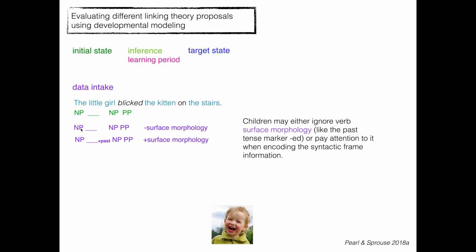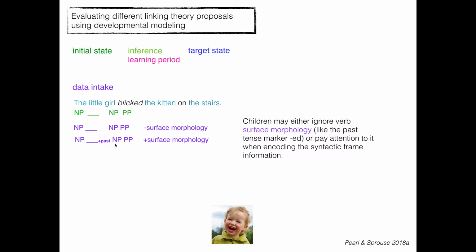In addition, with respect to the syntactic frame, there's also this choice of whether children should pay attention to the surface morphology on the verb. So the fact that blick has that -ed past tense ending is something that children could note, and then include in the syntactic frame. And so blicked would be different from blicking, which would be different from blicks, present and past and progressive. Or you could lump them all together and just ignore surface morphology.